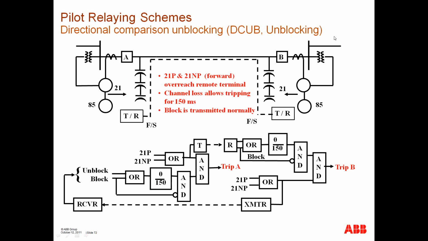Now, you have directional comparison unblocking. Well, you use the term blocking, and now you have a term unblocking, where this end is normally blocked. This end would send an unblocked signal. Now, again, this is over power line carrier, but it requires FSK, frequency shift. So you're sending two signals, a channel trip signal and a channel guard signal.